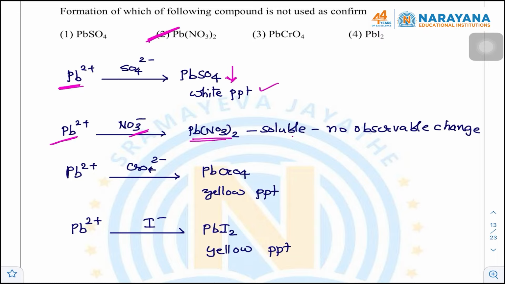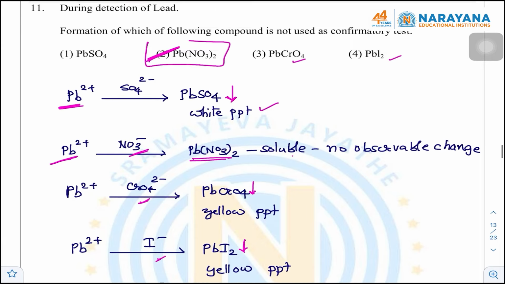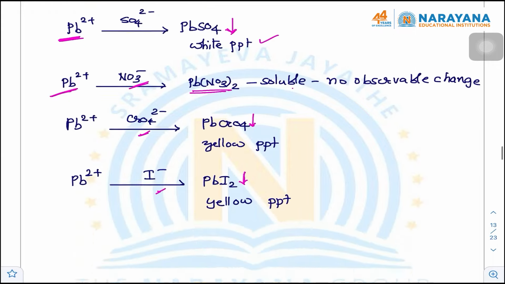But in lead plus 2, if we add chromate, a yellow precipitate of PbCrO4 is formed, so we can use this. In lead plus 2, if we add potassium iodide, a yellow precipitate of PbI2 is formed, so we can use it. So formation of soluble lead nitrate cannot be observed, so we cannot use it as the confirmatory test.